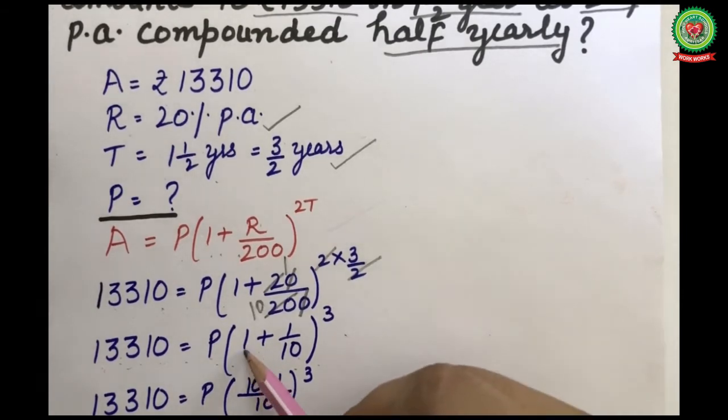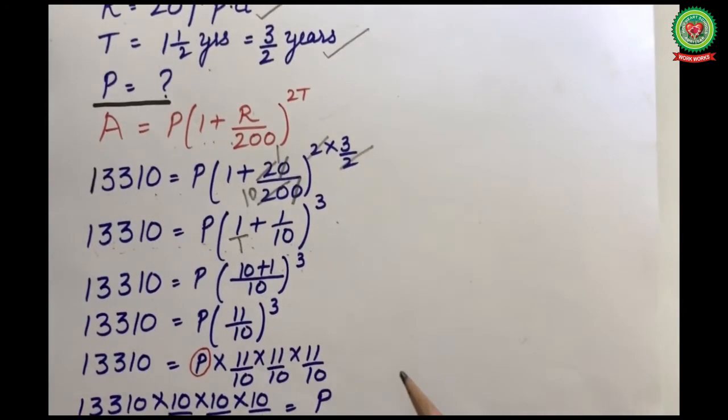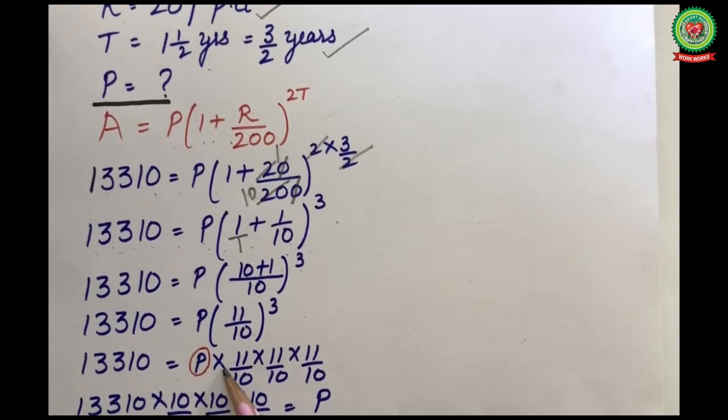Now we have to take the LCM here. So after taking LCM, we get 13,310 is equal to P bracket 10 plus 1 upon 10 whole cube. Now what is 10 plus 1? That is 11 by 10. So we get 13,310 is equal to P bracket 11 by 10 whole cube. So we are going to expand this 11 by 10 3 times. So we get 13,310 is equal to P multiply 11 by 10 multiply 11 by 10 multiply 11 by 10.